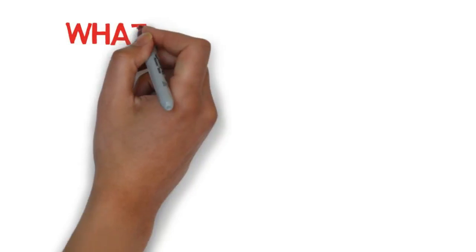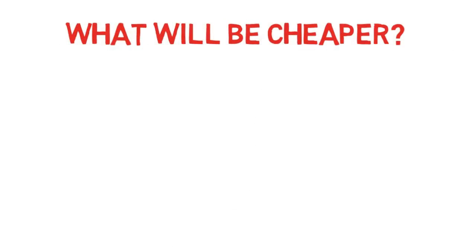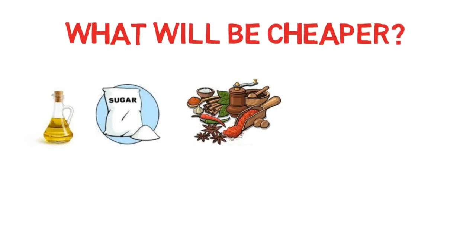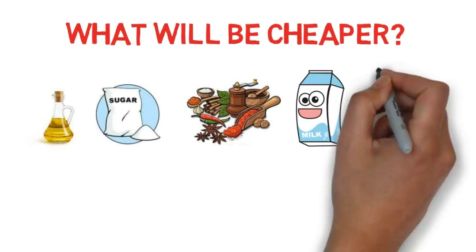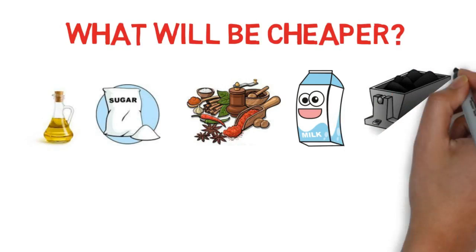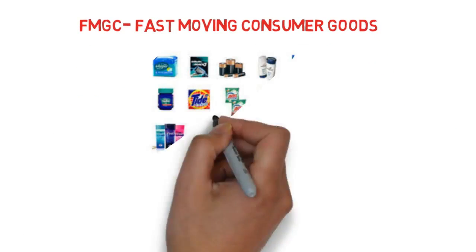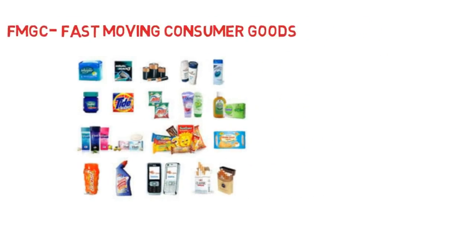So the question is, what will be cheaper? The cheaper things will be edible oil, sugar, spices, tea, coffee, whose rate came down from 9 to 5%. Coal from 11.69 to 5%. This will be a big boost to industries depending on coal. FMCG like hair oil, toothpaste, soaps, Fair and Lovely, etc. will come down from 28% to 12%.